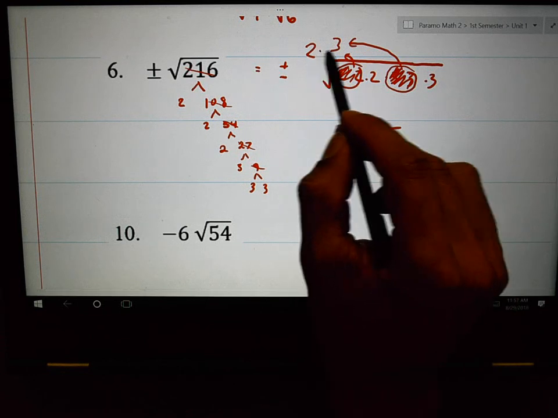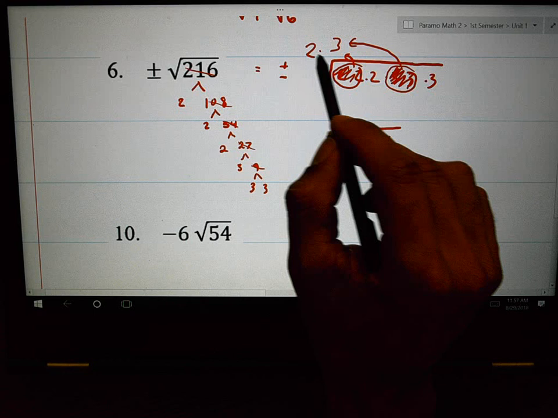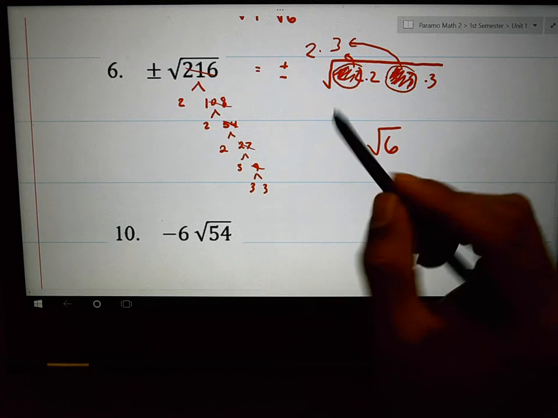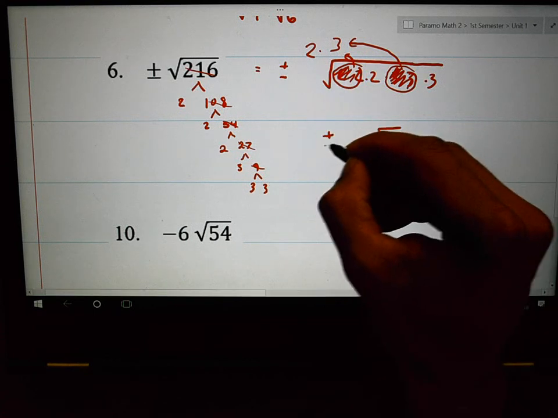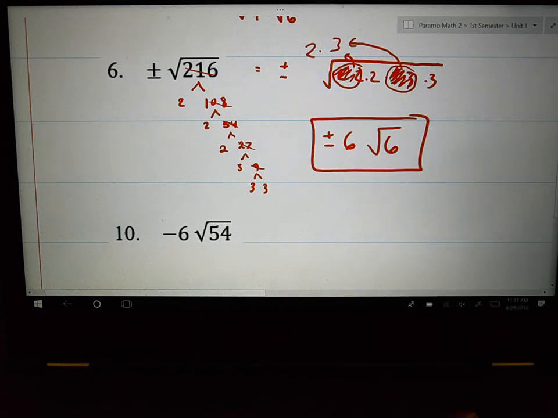What do we do with the numbers that are out front? They multiply as well. 2 times 3, and there's a plus or minus. We put the plus or minus right there. Plus or minus 6 root 6 would be our answer.